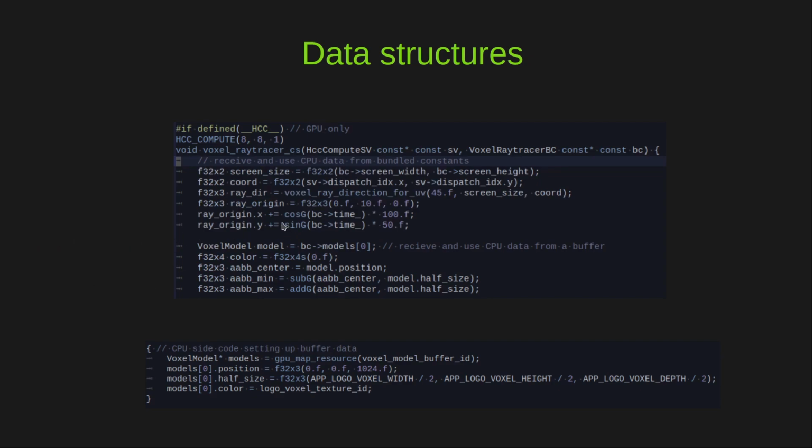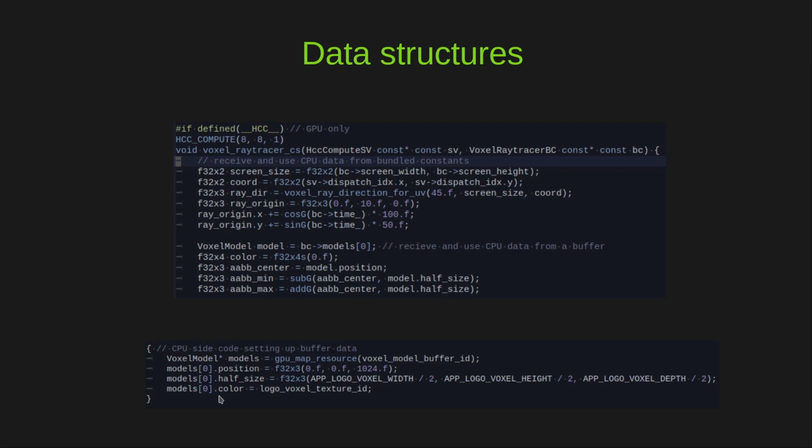So here is how that code looks in a compute shader. You'll see there's a bundle constant that gets passed in as a second parameter here. You can just pull the screen width and screen height out just as if it was a regular structure. You can also see with the bundle constants, we pull out the model and use an array access here to access the voxel model. We can use the voxel model here.